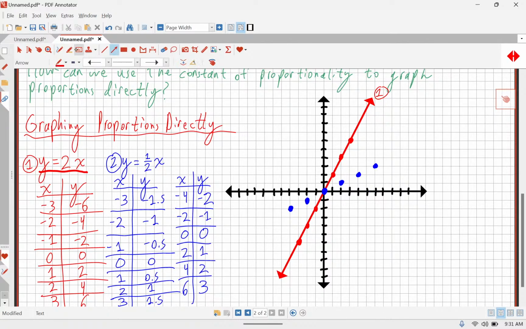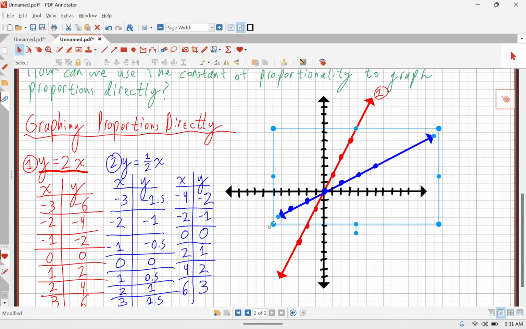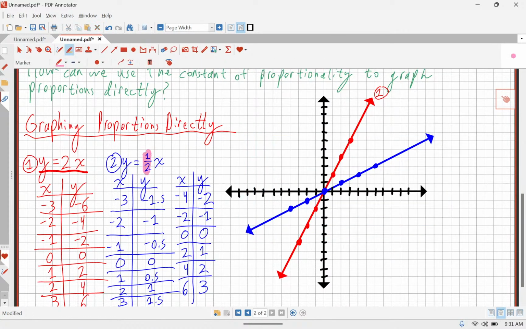Okay, how many of us were able to get a line that looked something like this? Okay, now here's the big question. This is really the big idea that I'm trying to get at. I'm going to tell you right now, this fraction told us what to count by.